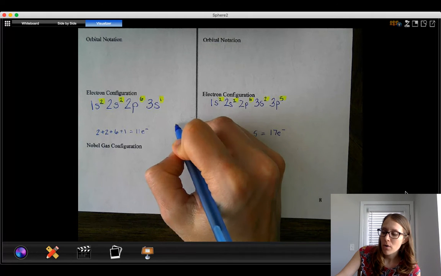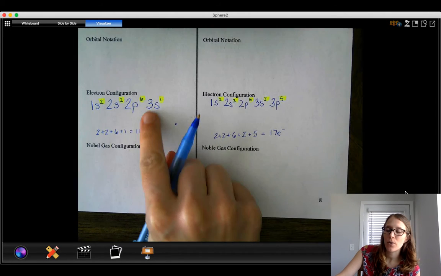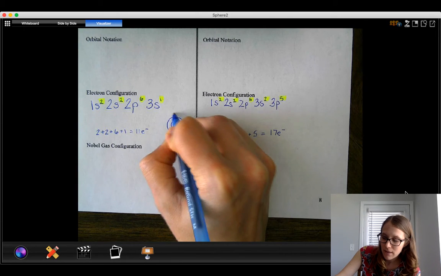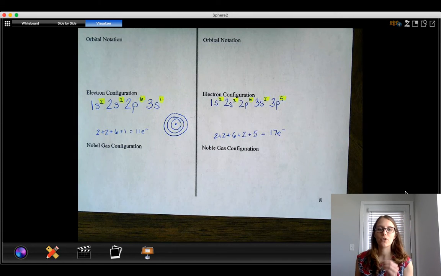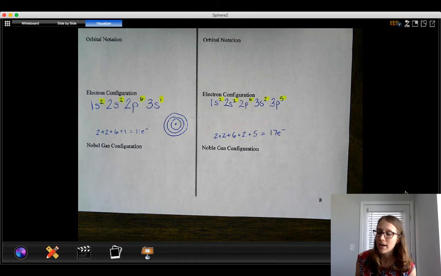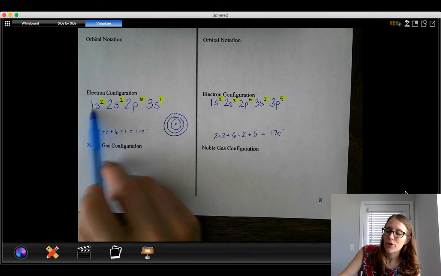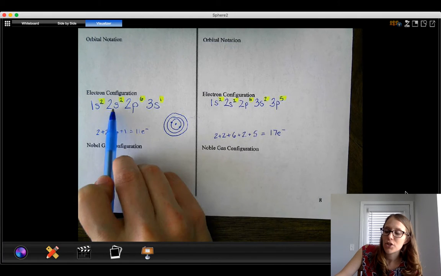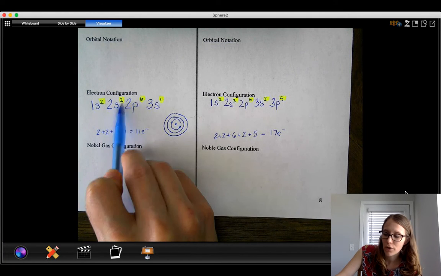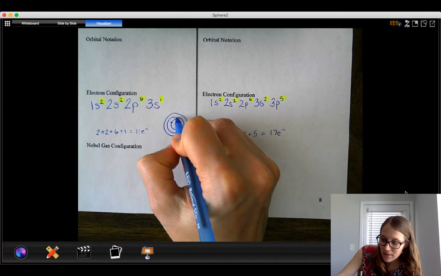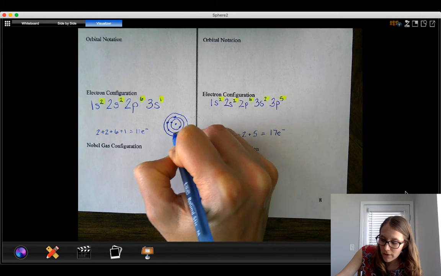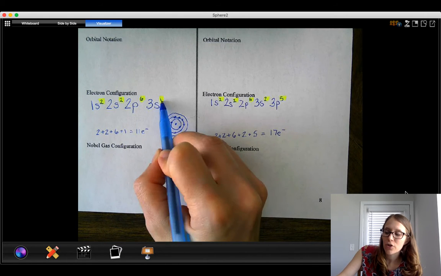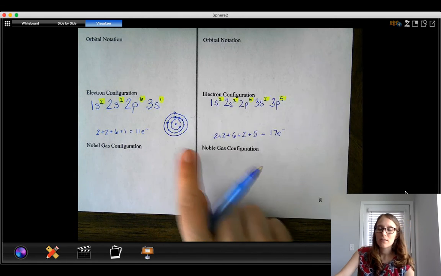When we drew our Bohr model of the atom, if sodium was located in the 3rd row, that means it has 3 rings. How many electrons should have been in the 1st ring? 2. So we would have drawn those on here. How many should have been in the 2nd ring? Well, there's 2 and 6 is 8. So 1, 2, 3, 4, 5, 6, 7, 8. And how many should have been in the 3rd ring? 1. This is our Bohr model.